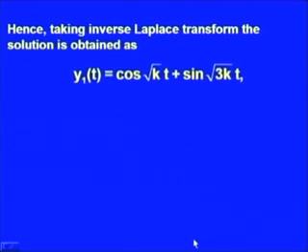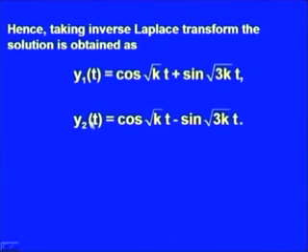Now, let us take the inverse Laplace transform of these two equations. They will give us the displacements of the masses m1 and m2 at a time t. So, y1(t) comes out to be cos(root k t) plus sin(root 3k t), and y2 comes out to be cos(root k t) minus sin(root 3k t).